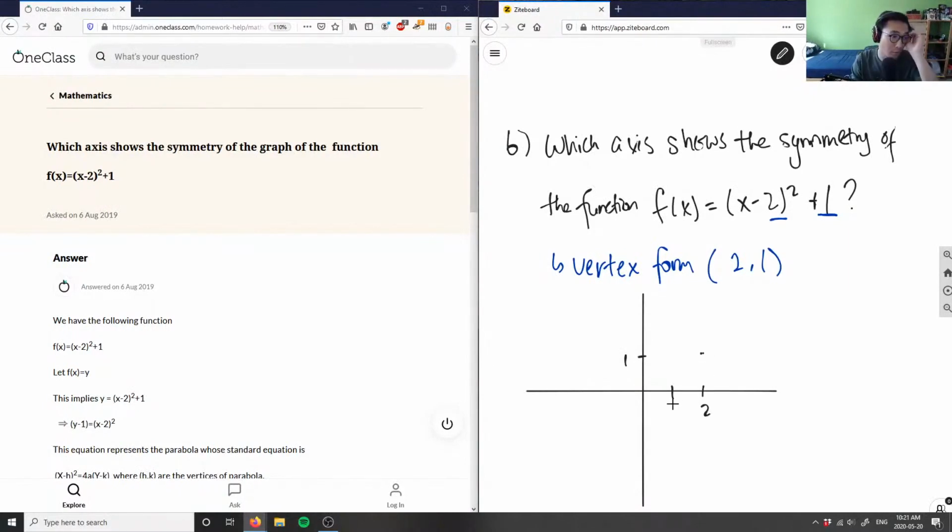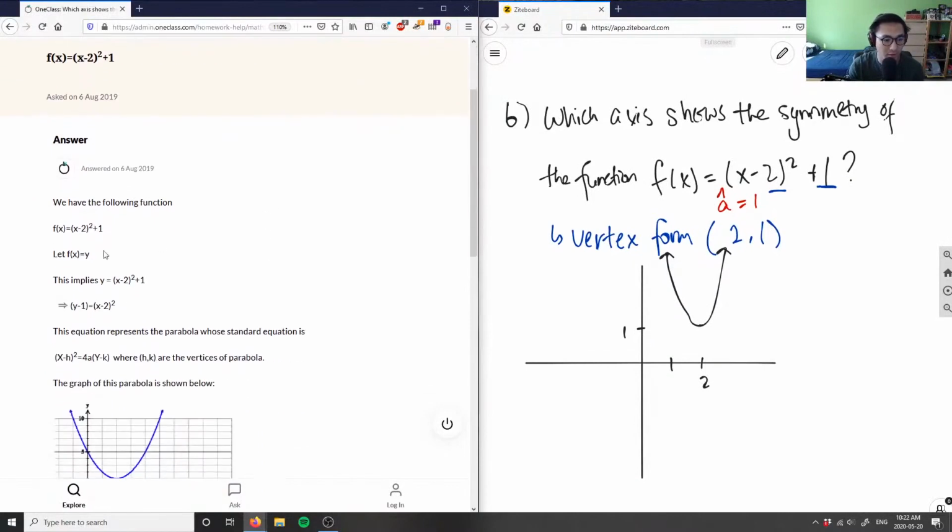It can either open upward or open downward. In this case, the imaginary a value, this guy here, is equal to 1. It's positive, so I know that my parabola is going to open upward. It looks something like this, and it won't open downwards because it's not reflected in the axis here. Again, it's asking which axis shows us the symmetry. So let's look at the solution and see what they're doing here.